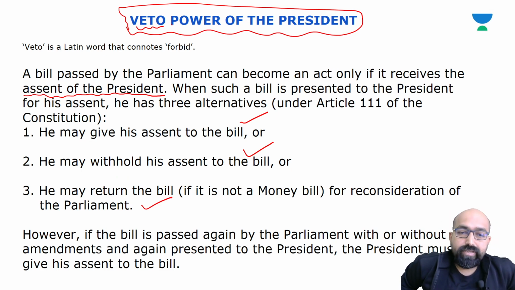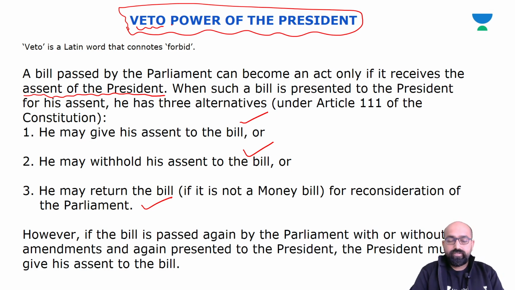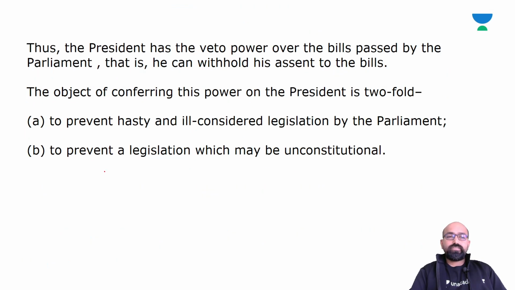So he returns the bill in case it's not a money bill. Now, if the bill is passed again by the parliament, with or without any amendments, and again presented to the president, then the president must give his assent to the bill. These are the veto powers of the president.